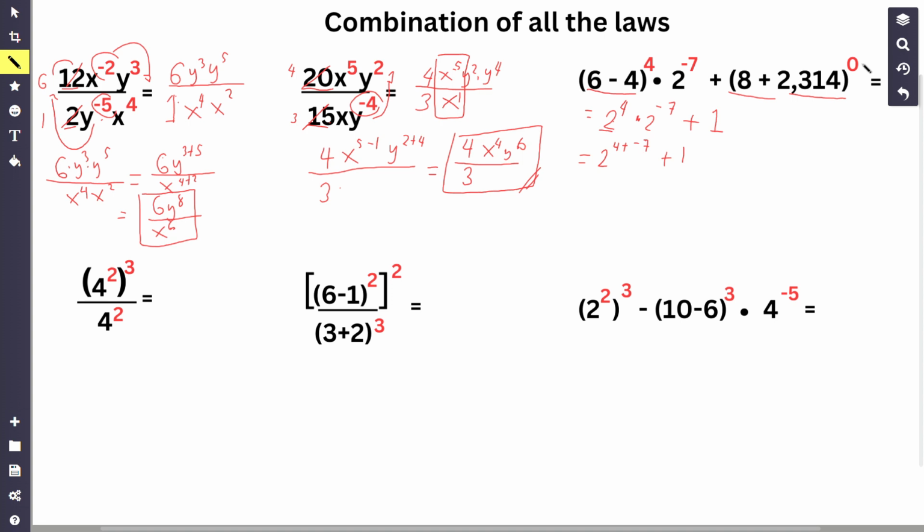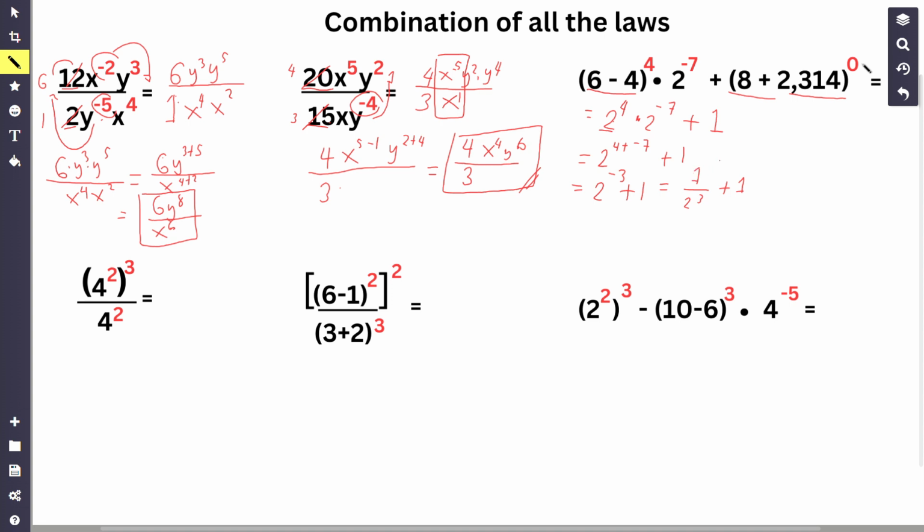In adding positive and negative numbers, I actually have some other ways of explaining this, but of course, this is going to be 2 raised to negative 3, and then plus 1. Yep, we can still simplify that. But sir, we still have a negative exponent. So what do we do with that? That will become 1 over 2 raised to 3, plus 1.